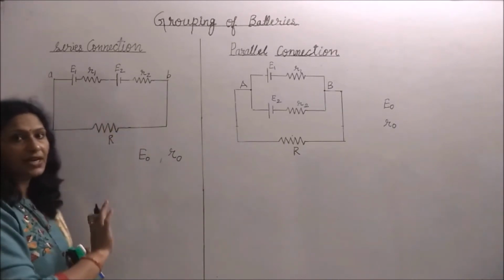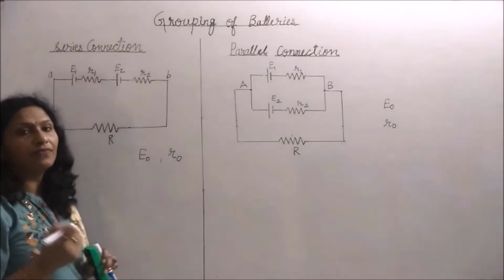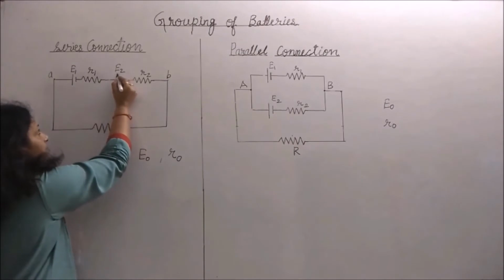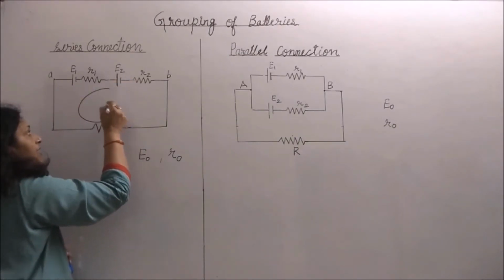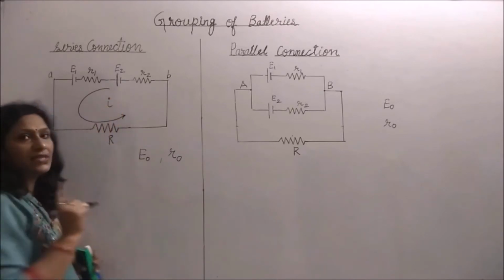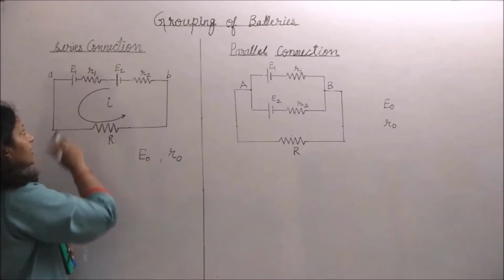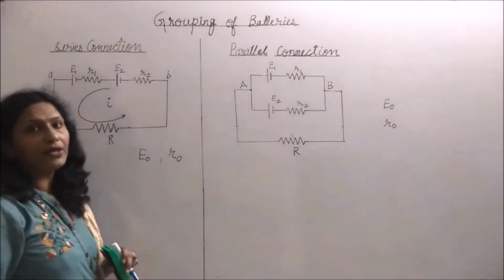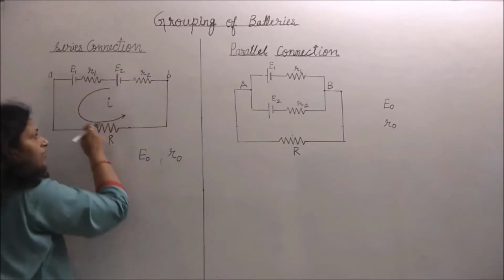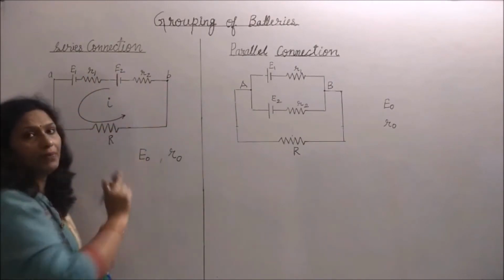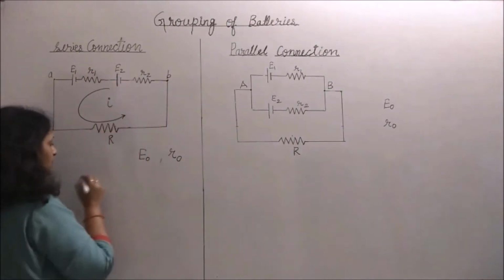Since it is a series connection, there is a single loop, so we can assume one current here and this battery is there, so we can assume a current I in this direction. So a single current would be flowing throughout the loop. Suppose it is I. Now start from any point, start from this point, move in the direction of current and come back to B.